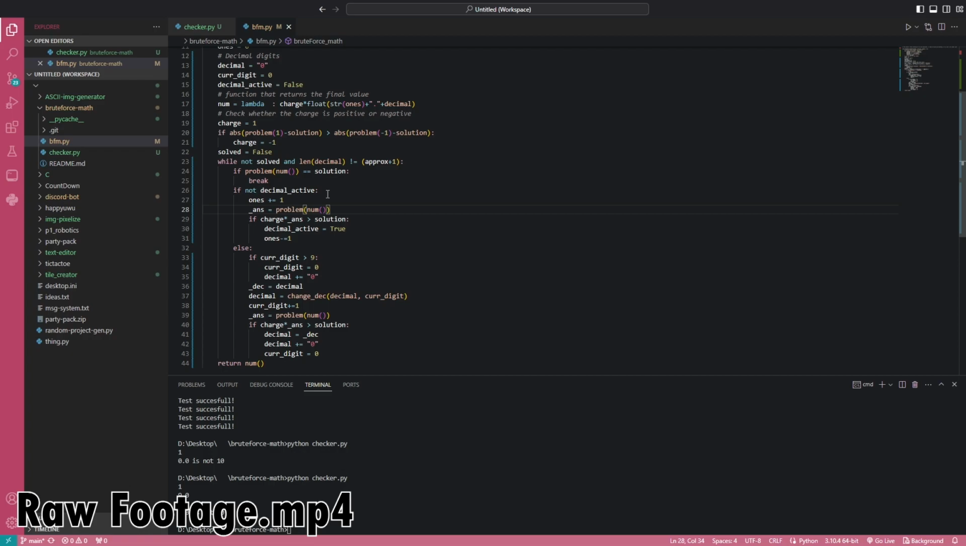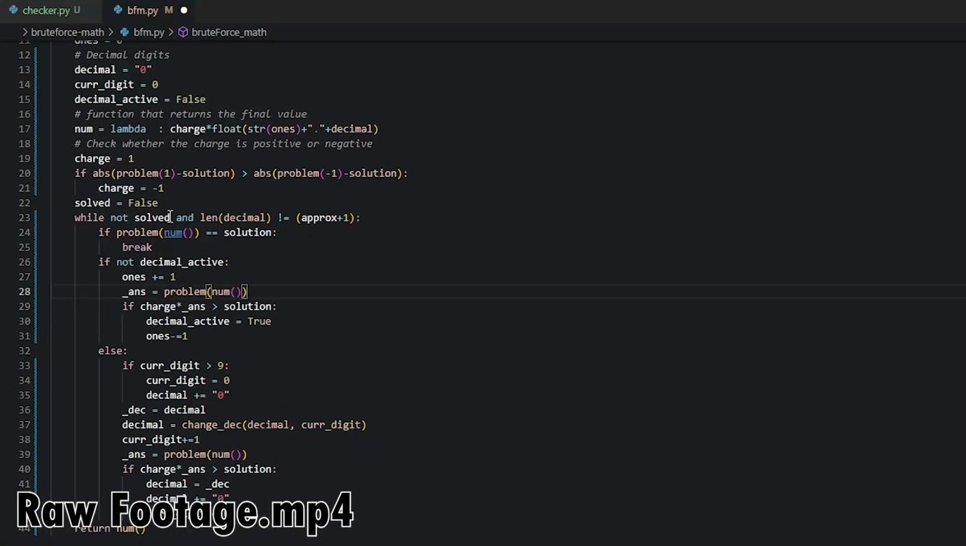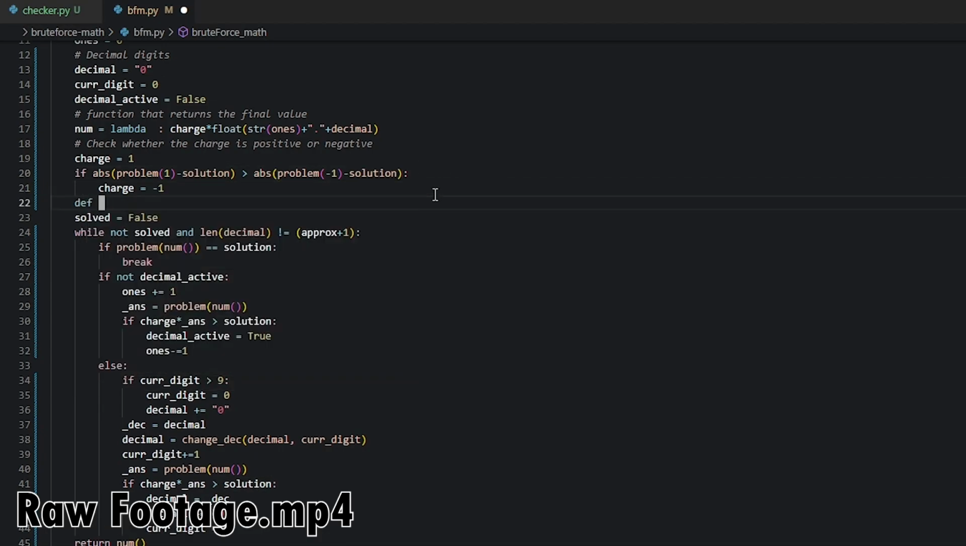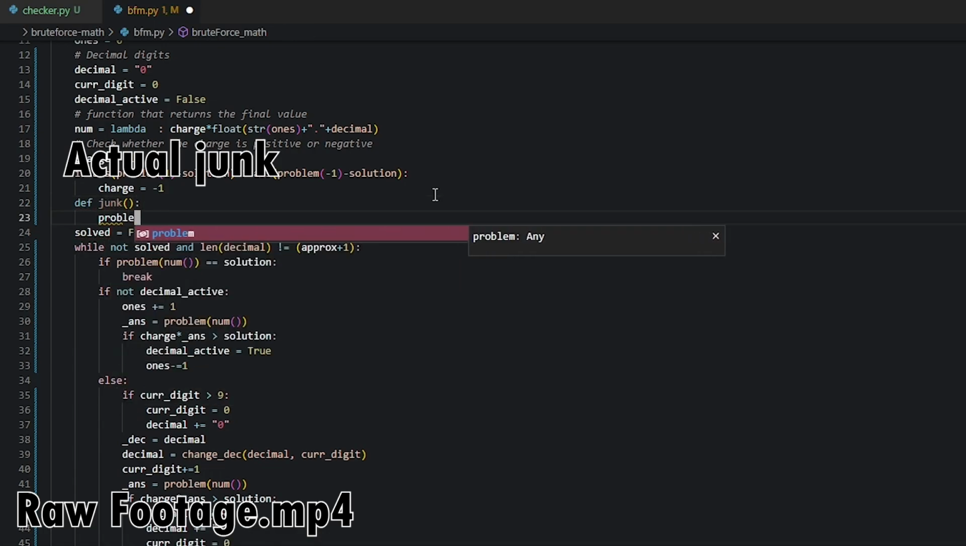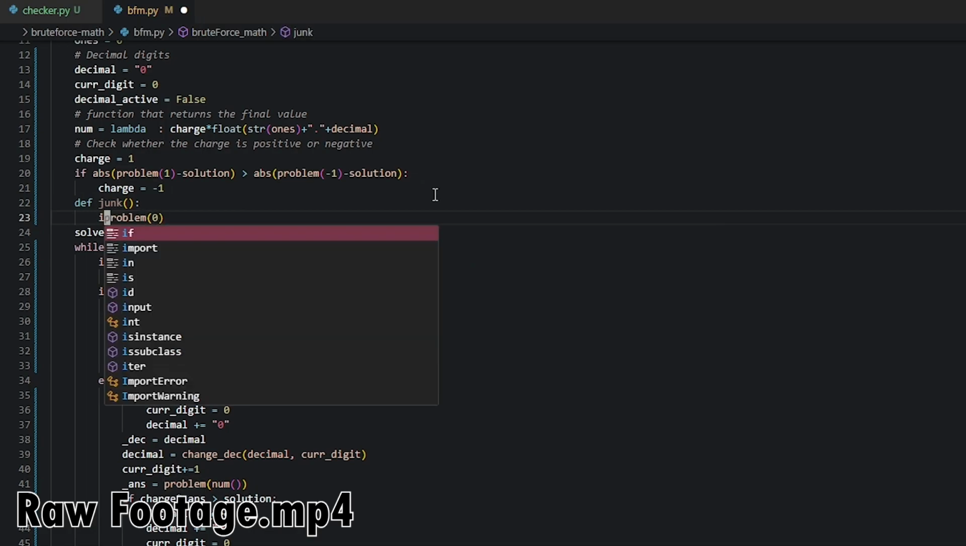Oh wait, we just check whether the answer is typically over. Right, so answer with 1, but it's not always gonna be with 1 actually. Wait, answer with 0. So let's just write some junk. So we get the problem and we solve it with 0. Right?